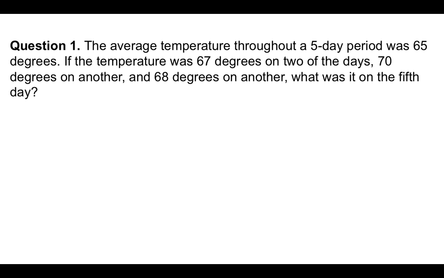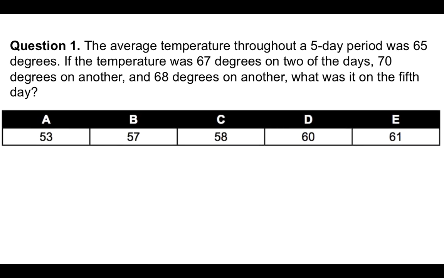Okay, let's get straight into it. Question number 1. The average temperature throughout a 5-day period was 65 degrees. If the temperature was 67 degrees on 2 of the days, 70 degrees on another, and 68 degrees on another, what was it on the 5th day? And we have 5 options, and this is common in an IQ and aptitude test. You have multiple choice answers, and they are usually very similar to each other. So A is 53 degrees, B is 57, C is 58, D is 60, and E is 61.